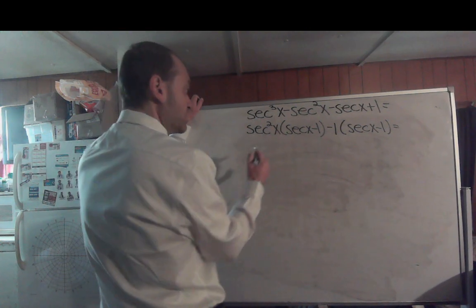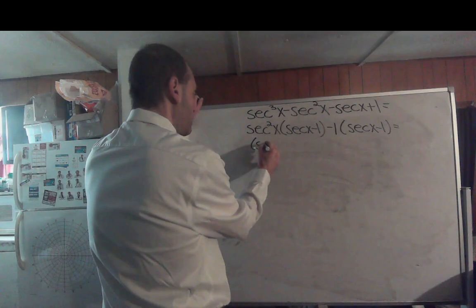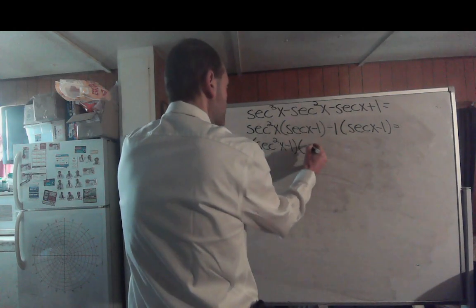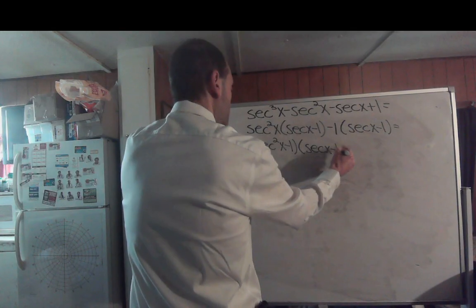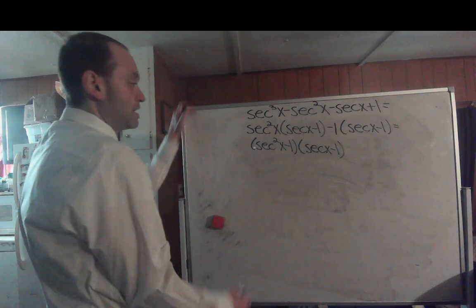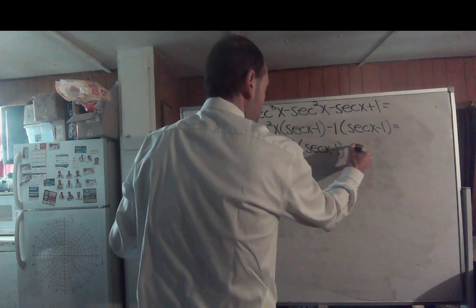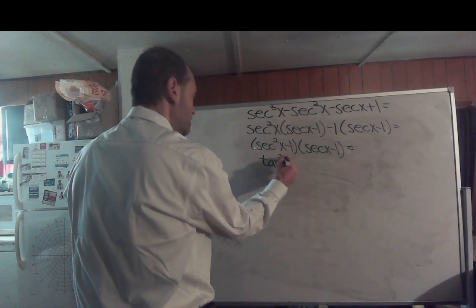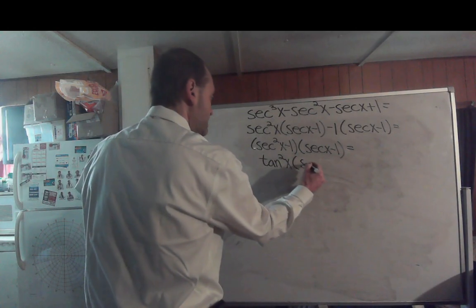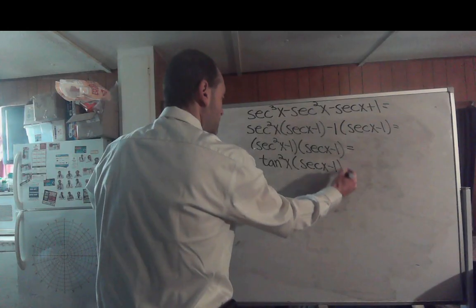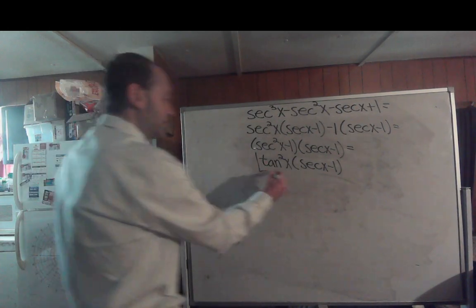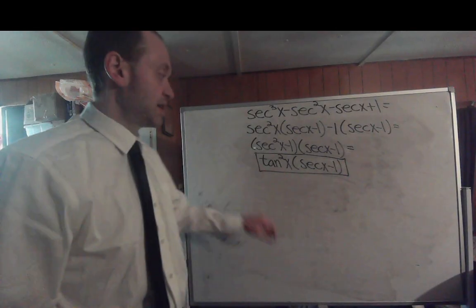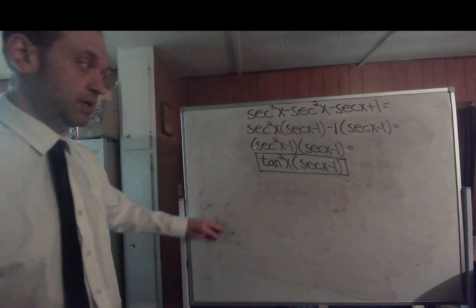Well, this would factor then into the secant squared of x minus 1 times the secant of x minus 1. And what's the secant squared of x minus 1? That just turns into the tangent squared of x. Then you'd have that times the secant of x minus 1, which really doesn't simplify any further, so this is the best you could get, the tangent squared of x times secant of x minus 1.